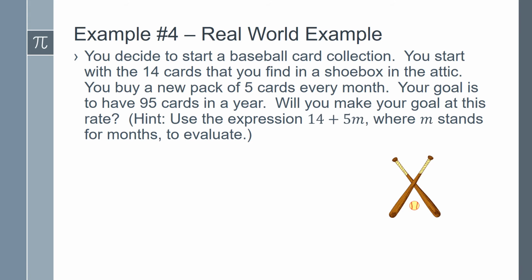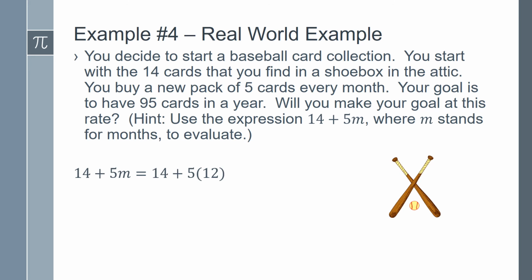Once again, we will finish up with a real-world example. You decide to start a baseball card collection. You start with the 14 cards that you find in a shoebox in the attic. You buy a new pack of 5 cards every month. Your goal is to have 95 cards in a year. Will you make your goal at this rate? Hint. Use the expression 14 plus 5m, where m stands for months, to evaluate.